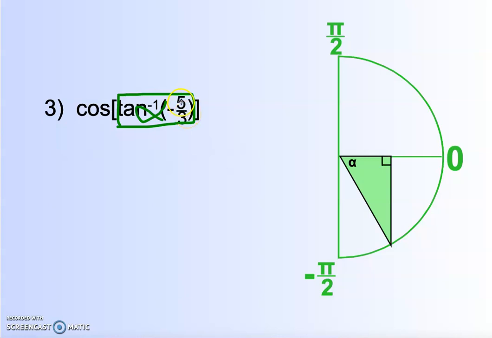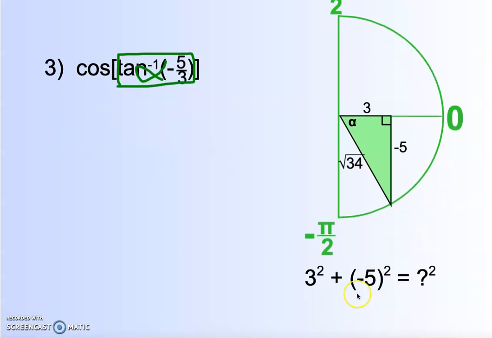Well, tangent is the opposite over the adjacent. So now I've got to figure out where that negative goes. Does the negative go with the 5, the opposite of alpha? Or does it go with 3, the adjacent? Well, I think with a little bit of thought, you can figure out that the negative has to go with the opposite because the y value here is clearly negative. And we can use the Pythagorean theorem and find this missing side to be radical 34.